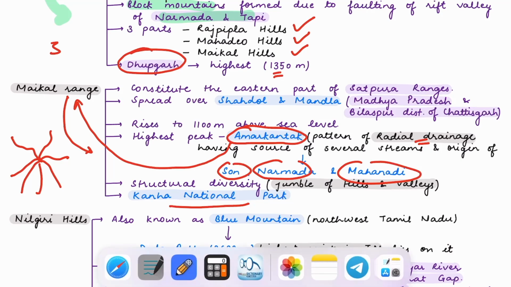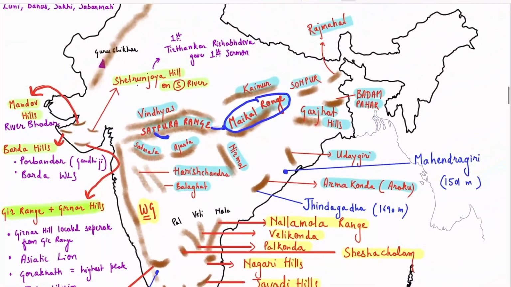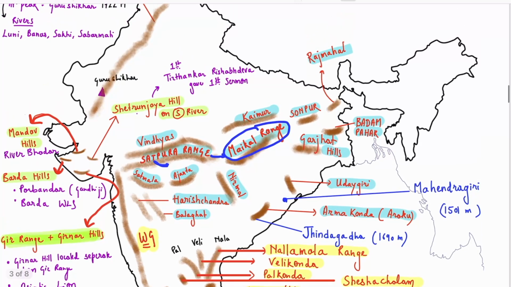Now, after this, guys, we have some other important ranges, and here we have Rajmahal, that happens to be one of the important ones here.